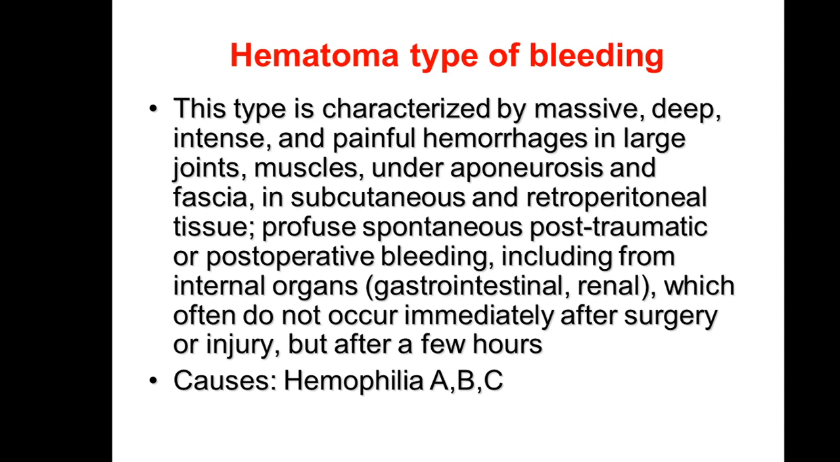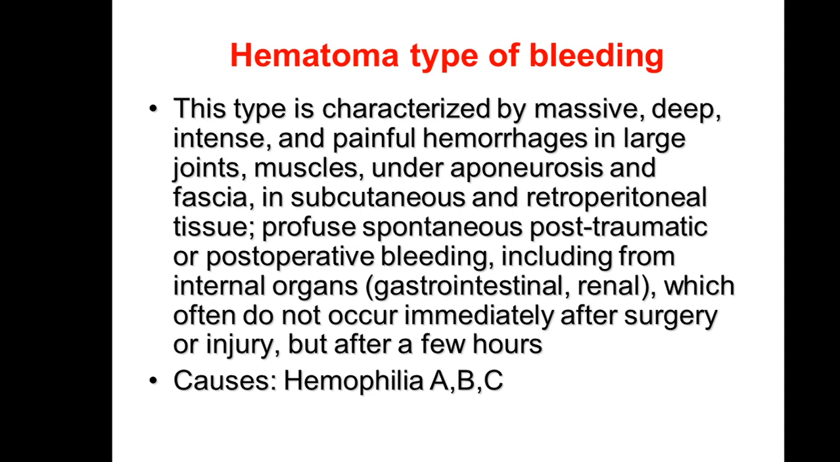Next type of bleeding is hematoma type of bleeding. This type is characterized by massive, deep, intense and painful hemorrhages in large joints, muscles, under epineurium and fascia, in subcutaneous and retroperitoneal tissues, sometimes profuse spontaneous, post-traumatic or post-operative bleeding, including from internal organs, which often does not occur immediately after surgery or injury, but after a few hours.